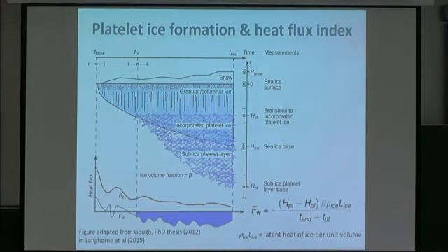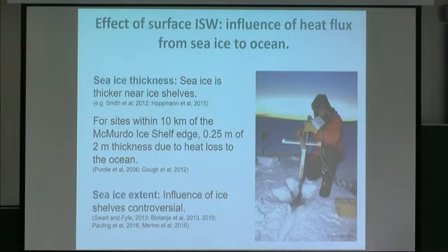Quantified on the right-hand side very simply. We simply see that the heat loss to the ocean accounts for the platelet ice that has been grown at the base of the sea ice. And our measurements would say, all right, so that's about 25 centimetres in a 2-metre ice cover when you're 10 kilometres away from the ice-water interface. 10 kilometres away from the ice shelf edge.